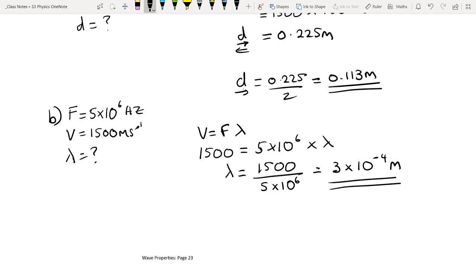Yep. See, for B, so I put just the 5 million, so would that just be the exact same? Yeah, did you just put 5,000,000? Yeah, that's right.